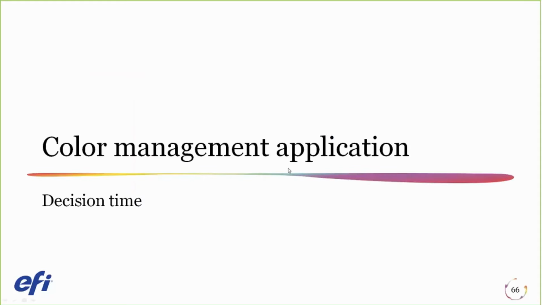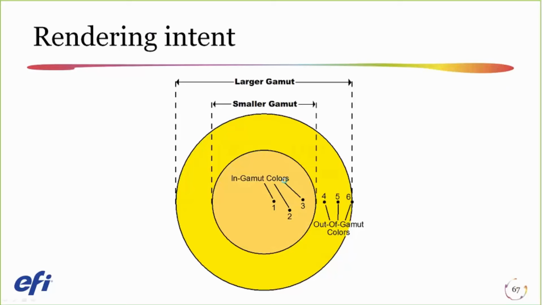So with some of that background information, it's time to make decisions, especially in our applications. The first is selection of rendering intent. Now, you might wonder what rendering intent is. As I mentioned before, it's how we remap or relocate colors in that three-dimensional color space, from a color we can't reproduce to one we can reproduce.